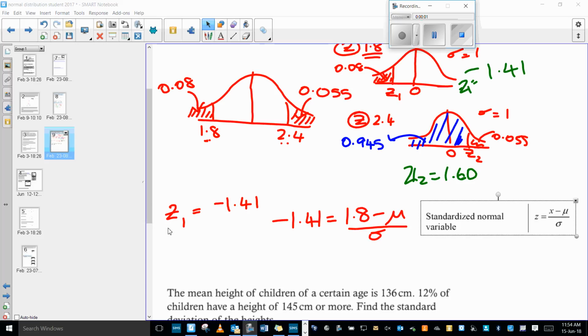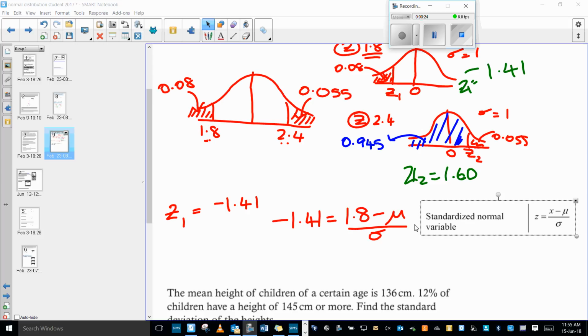So Z1, that we knew was negative 1.41. We're using this formula again, Z equals (x minus mean) over standard deviation. For the negative 1.41, our value of x was 1.8, so we're going to stick that in here. So we've got negative 1.41 equals 1.8 subtract mean over standard deviation. Now we don't know either the mean or standard deviation, so we leave it as it is.